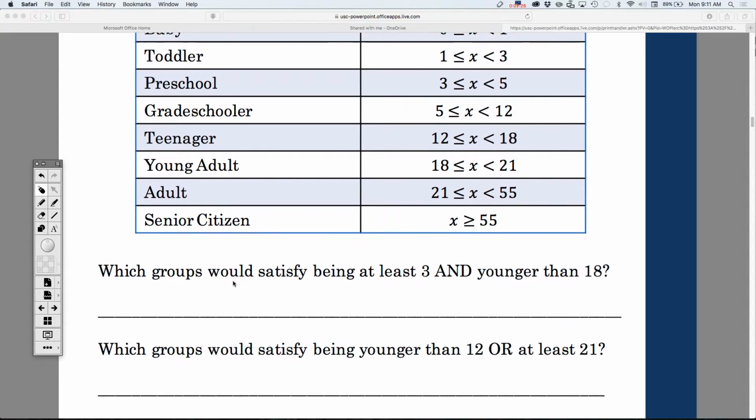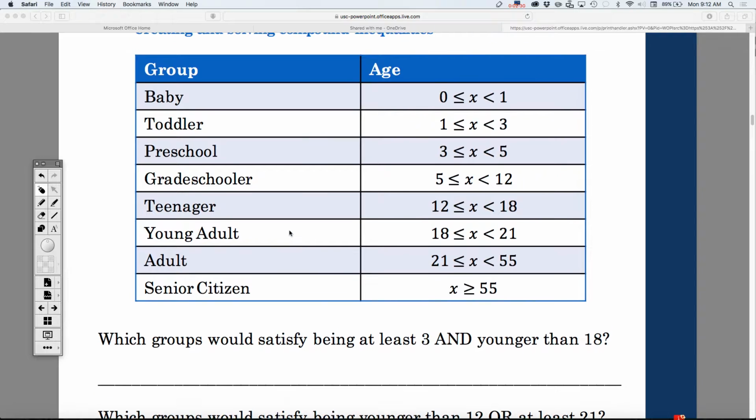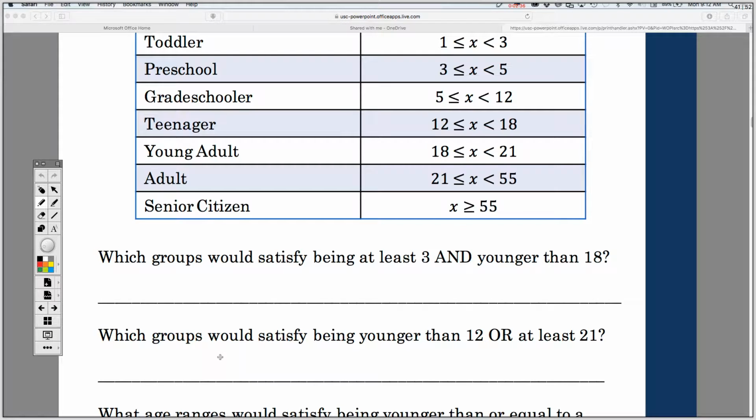Okay, next one. Which groups would satisfy being younger than 12 or at least 21? So this would have to be younger than 12. So in between 0 and 12, not including 12, right? And at least 21. So this one, as a Venn diagram, would look like this. You only want the things in A or B.